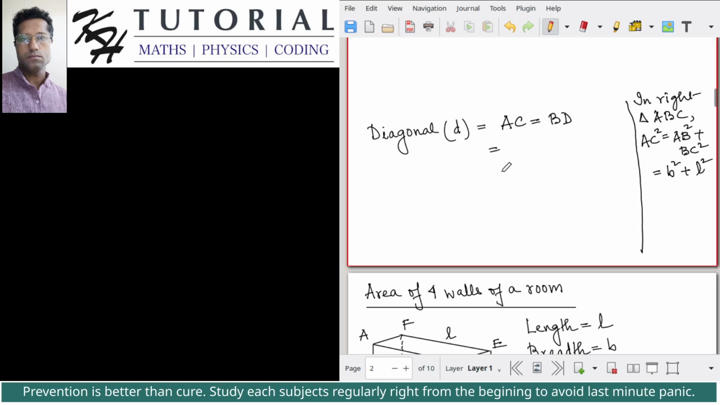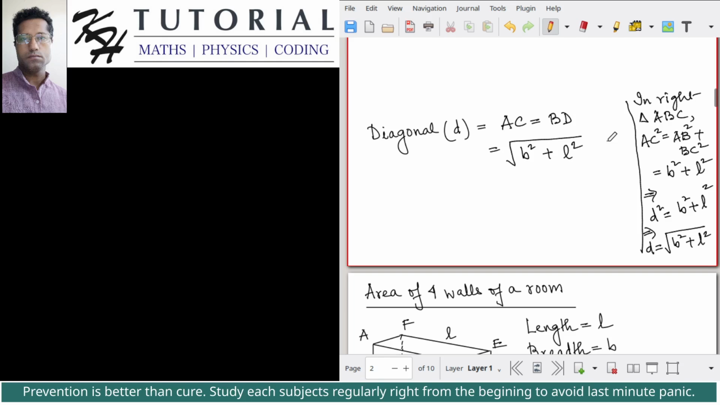So this implies that what is AC? AC is the diagonal of the rectangle, and we are representing the diagonal with small d. So we have d square is equal to b square plus L square. This implies d is equal to square root of b square plus L square. So the diagonal will be square root of b square plus L square.